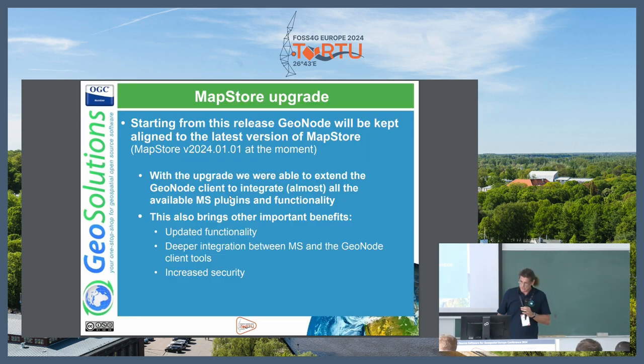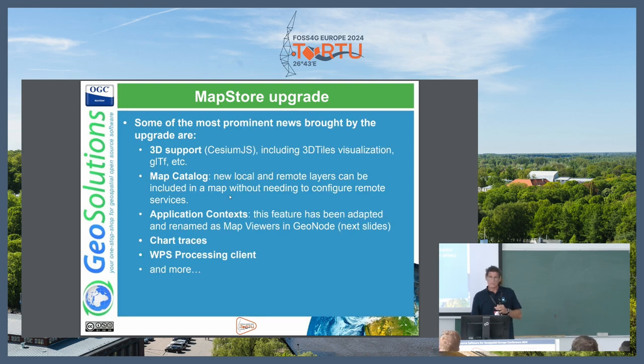What's new in 4.3.0? In past versions, we created a version of MapStore and tried to integrate GeoNode with MapStore with a fixed version. From this version on, we'll be keeping the MapStore version in line with GeoNode. This will give us, of course, increased security with all the latest libraries. There is a much deeper integration between GeoNode and MapStore. So most of the new stuff is related to the new features of MapStore.